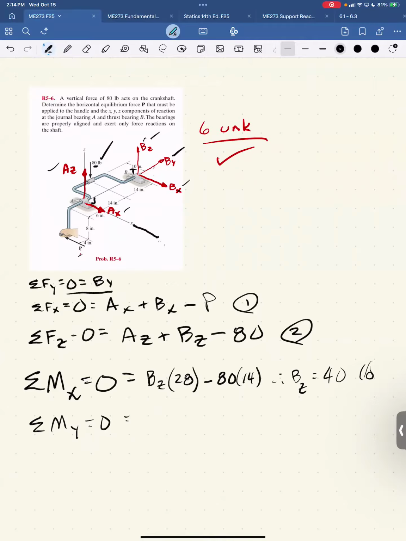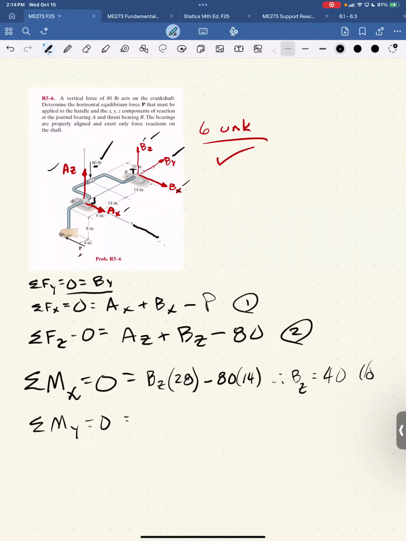Some moments about y. Where's my y-axis? Okay, so some moments about this axis right here. AX passes through that axis, so does AZ, right? This axis extends all the way here. So there are no moments due to these support reactions at A and B. The only moment about the x-axis is due to this 80-pound load and this applied load P down here, which is one of the things we're looking for.